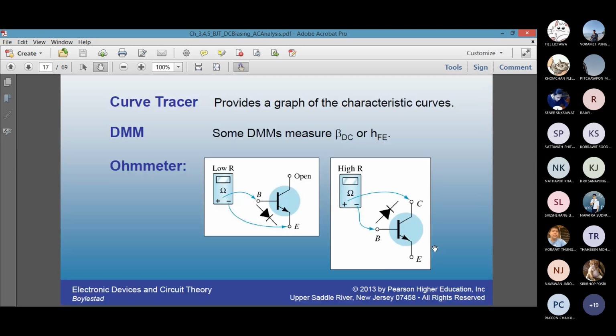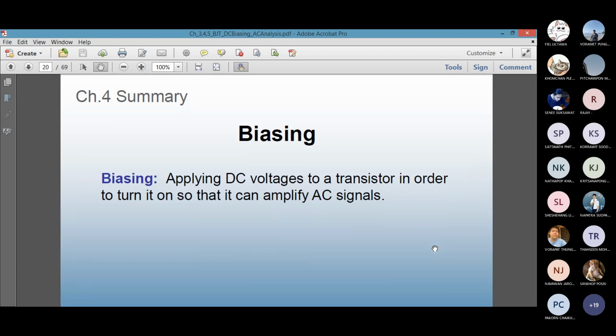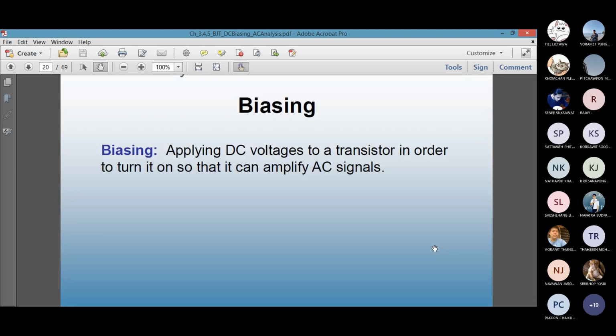After we talked about the basic construction, the next one is DC biasing. Biasing means adding DC source or DC voltages to a transistor in order to turn it on so that it can amplify signal. Signal means AC. Any transistor cannot amplify a signal by itself. It has to have some source to turn it on. Also, the amplification happens due to energy transfer, power transfer. The average power of an AC signal is 0. So you need that DC for that.